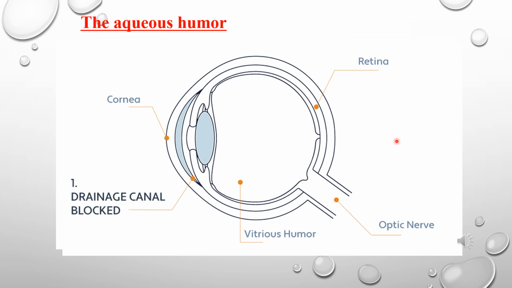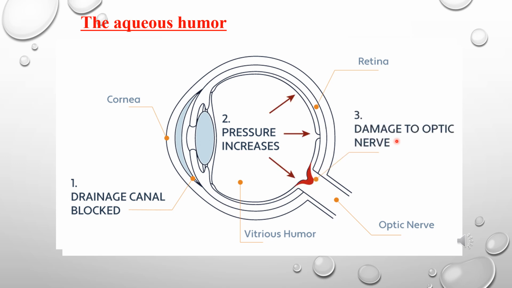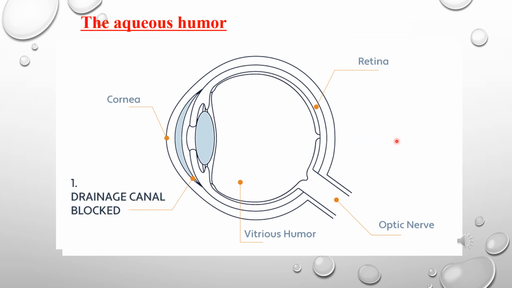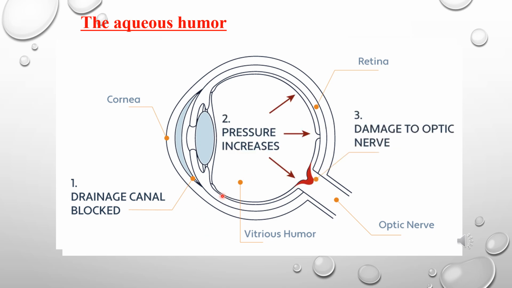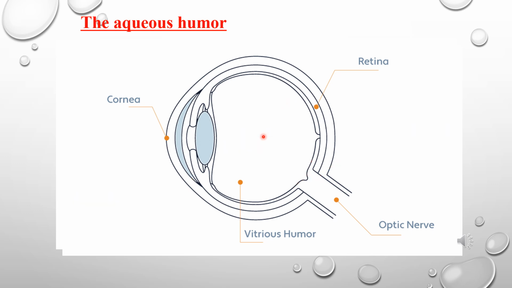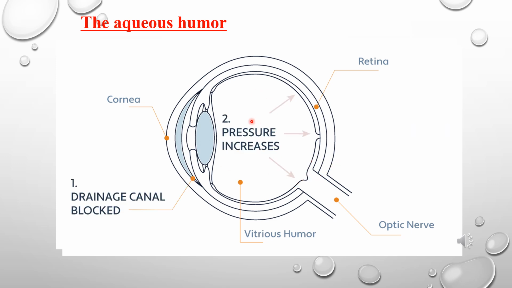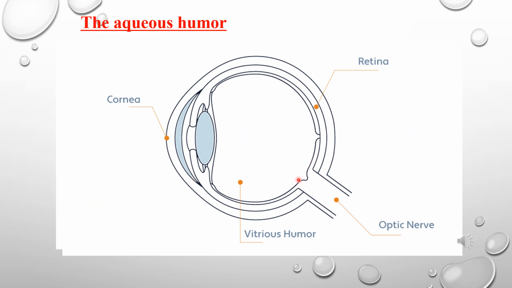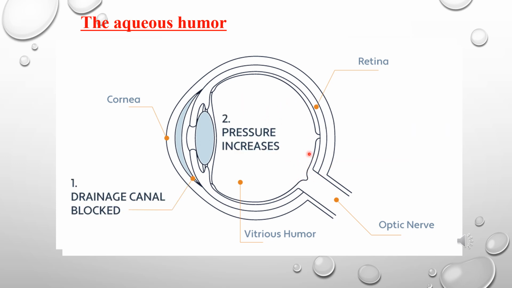So, if the rate of production of the aqueous humor is higher than absorption, or if the circulation is obstructed, a progressive rise in the intraocular pressure will occur, resulting in pressure on the optic disc and the optic nerve, and may result in damage to the optic nerve and the medical condition called glaucoma.